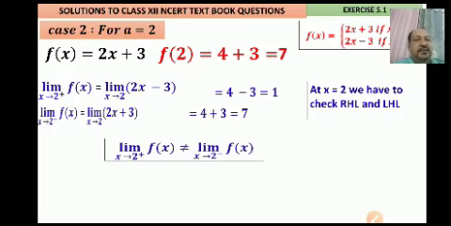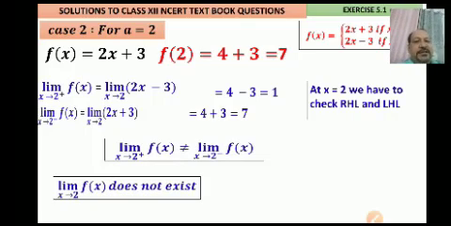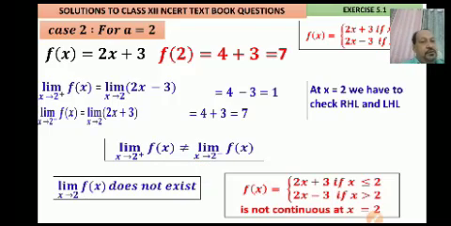Since the right hand limit is not equal to the left hand limit, as the value of the right hand limit is 1 and the left hand limit is 7, so these are not equal. So limit x goes to 2, f of x does not exist. So the function is not continuous at x equal to 2.